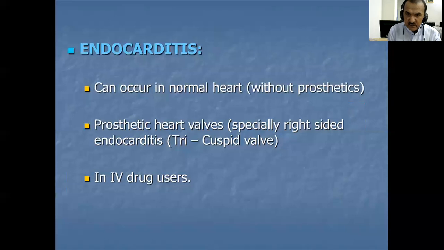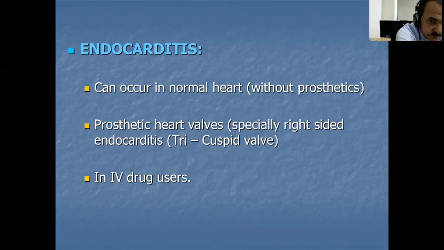Endocarditis can occur in the normal heart without a prosthetic valve. Prosthetic heart valves, especially right-sided endocarditis in the case of the tricuspid valve, is a dangerous disease. A patient suffering from the tricuspid valve, especially a prosthetic heart valve, in IV drug users, experience it.